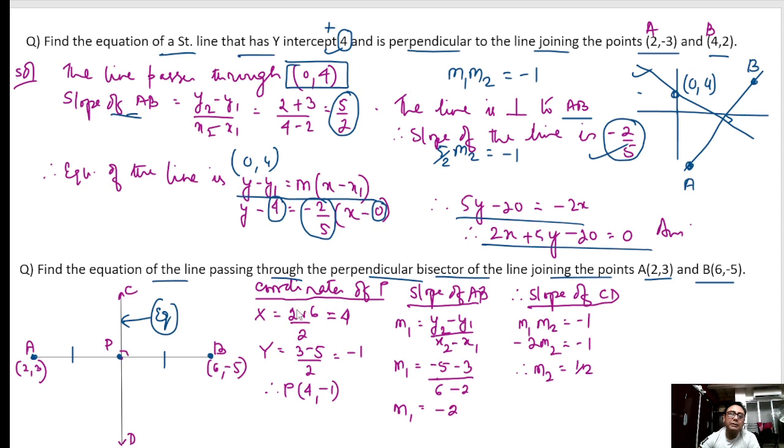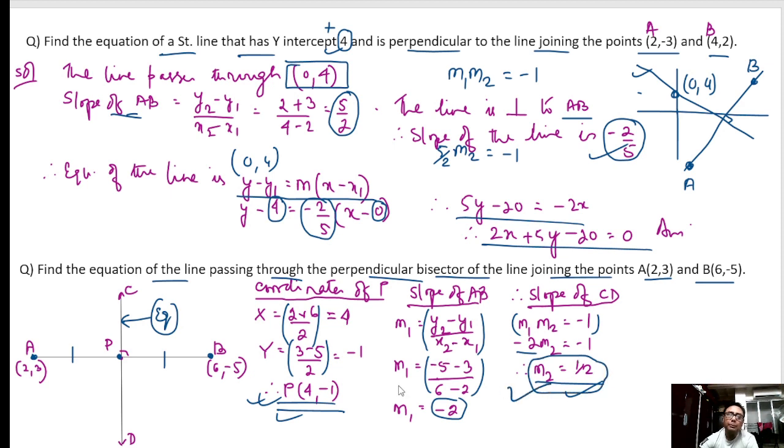So the coordinate of P will be (x1 plus x2 by 2, y1 plus y2 by 2). So this is the coordinate of P and my line should pass through P. Okay, my CD line should pass through P. So I got the coordinate. Now what is the slope of AB? y2 minus y1 by x2 minus x1, and we got this. Now CD is perpendicular to AB. So we know m1 m2 equal to minus 1. Putting the m1, we get m2. This is the slope of the line CD.